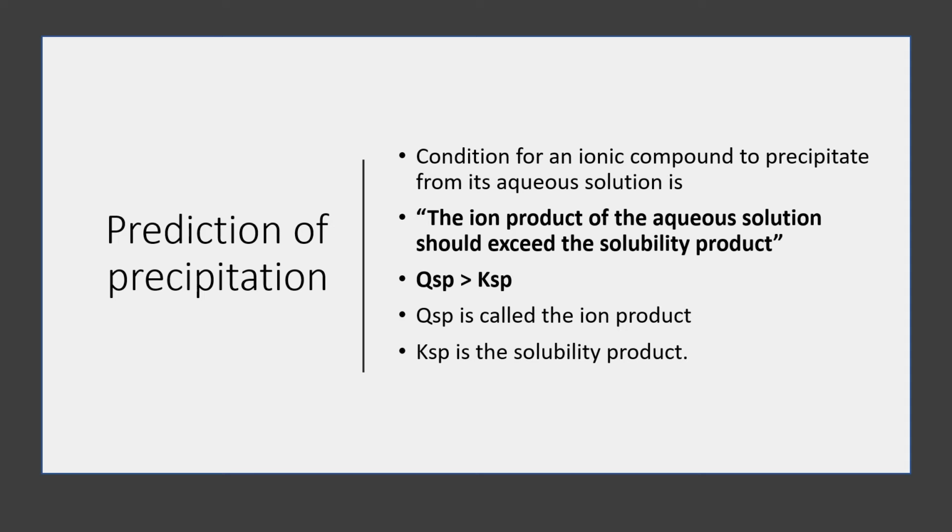The condition is if the ion product of the aqueous solution exceeds the solubility product, there will be a precipitate, which means the solution will be saturated with respect to the precipitate. If the ion product is lower, or the solution is unsaturated, there will be no precipitate.